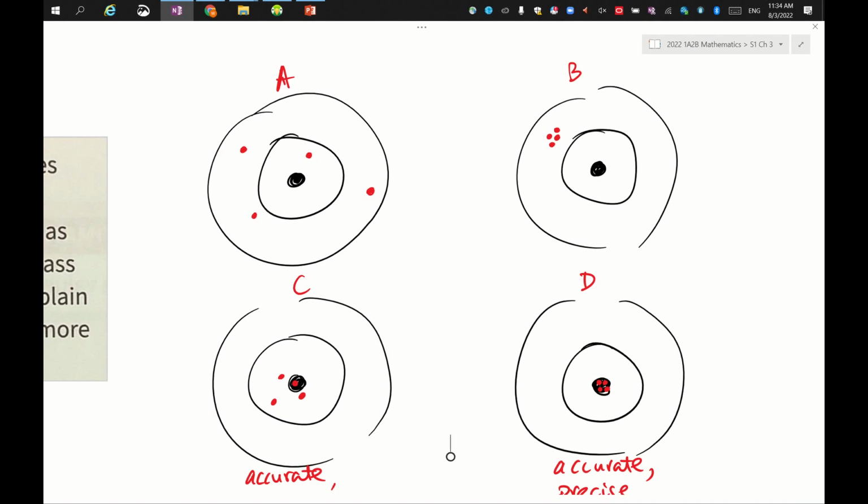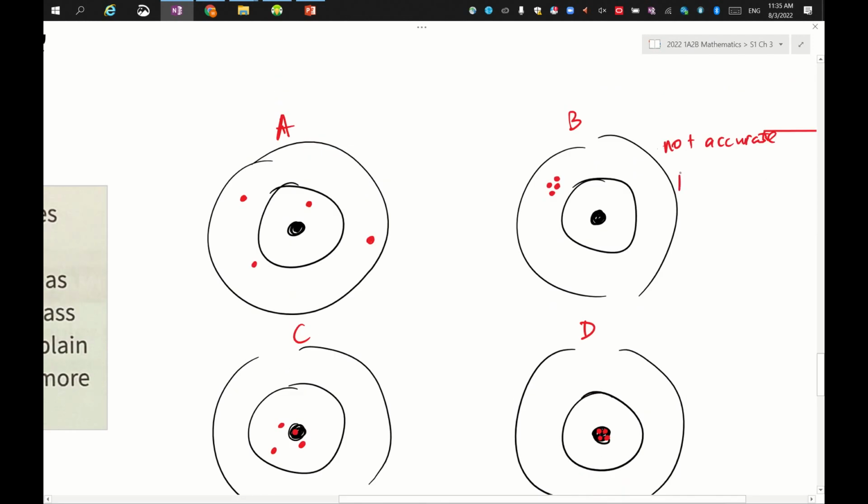Is B accurate? Is the person accurate? Not accurate, right? Everything is very far off, so it's not accurate. But is he precise? Everything all very close to each other, right? Maybe something wrong with his gun on that day. Something wrong with it always causes him to shoot off in one corner. Okay, so he said that this is very precise.